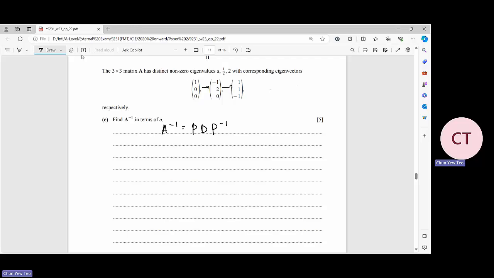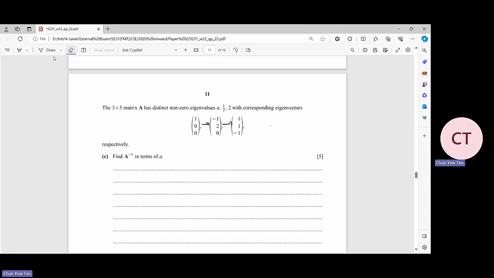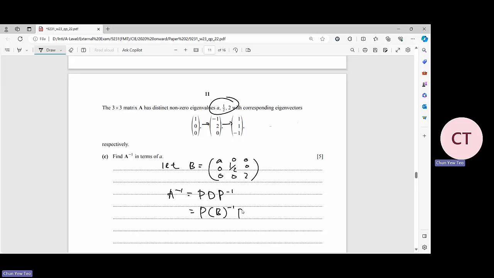But I think before that we need to find the diagonal value. Maybe we call this D. D is the diagonal matrix, with entries a, half, 2 on the diagonal and zeros elsewhere. And A inverse equals P D inverse P inverse.